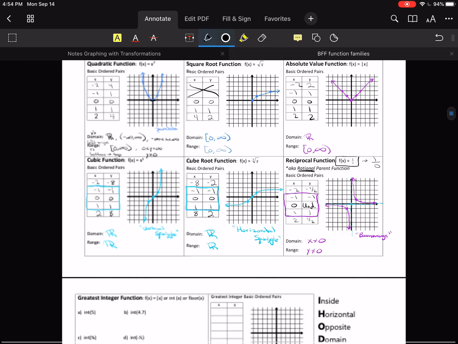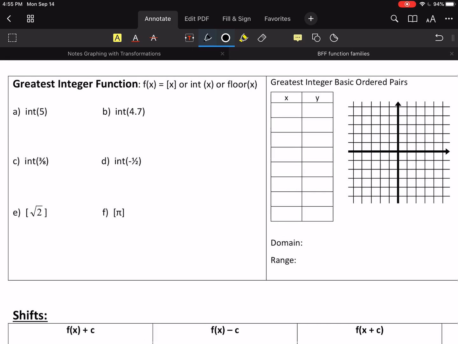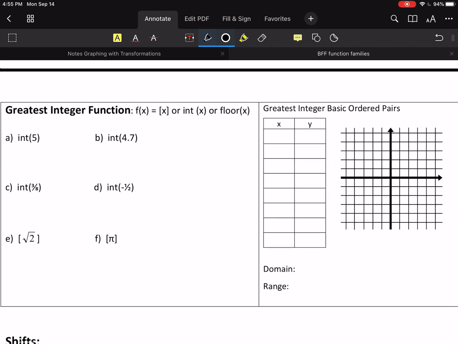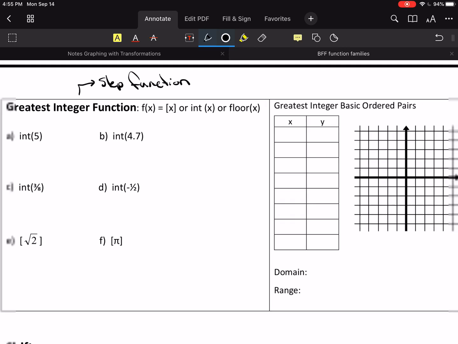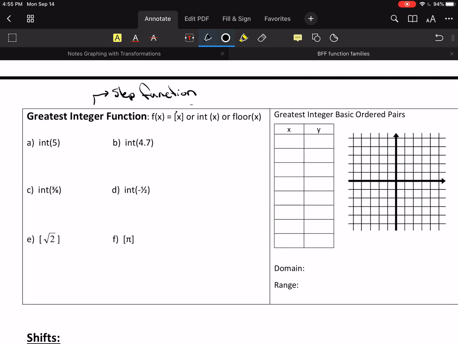Now, the last function type we're going to talk about is something called the greatest integer function. Or we also call it the step function. And you'll see why we call it the step function here in a second. But before we can start graphing it, we need to talk about, well, what am I actually doing here? So the step function, the notation here is a little bit wrong. It is a double bracket. So make sure there's brackets around the brackets.